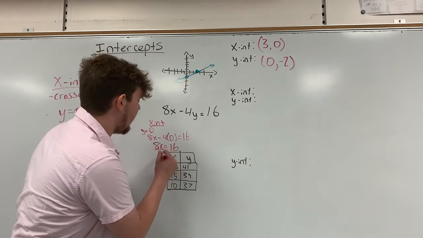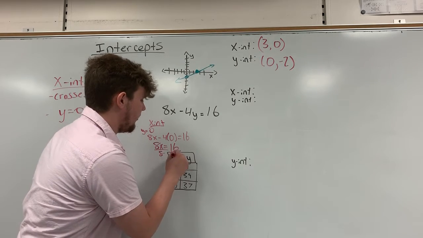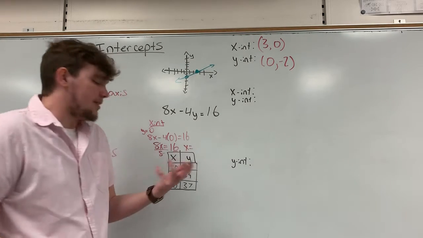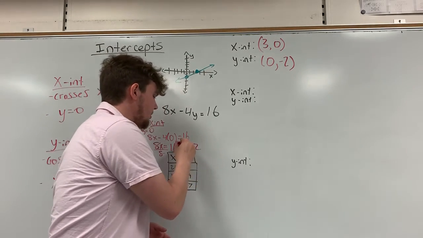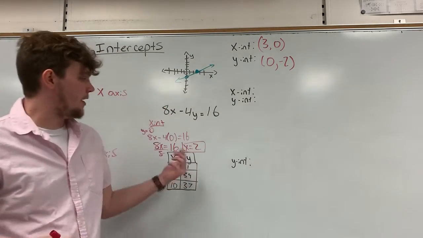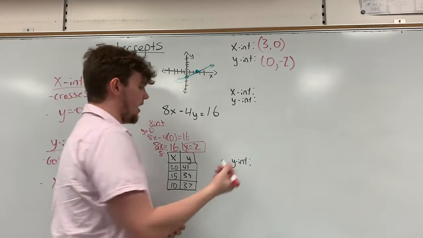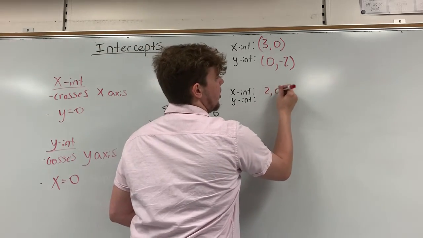Okay, so let's go ahead and divide by 8. And divide by 8, so I get x equals, what's 16 divided by 8? Well, it's 2. Okay, so that's one of my answers, 2. So my x-intercept is then 2, 0.